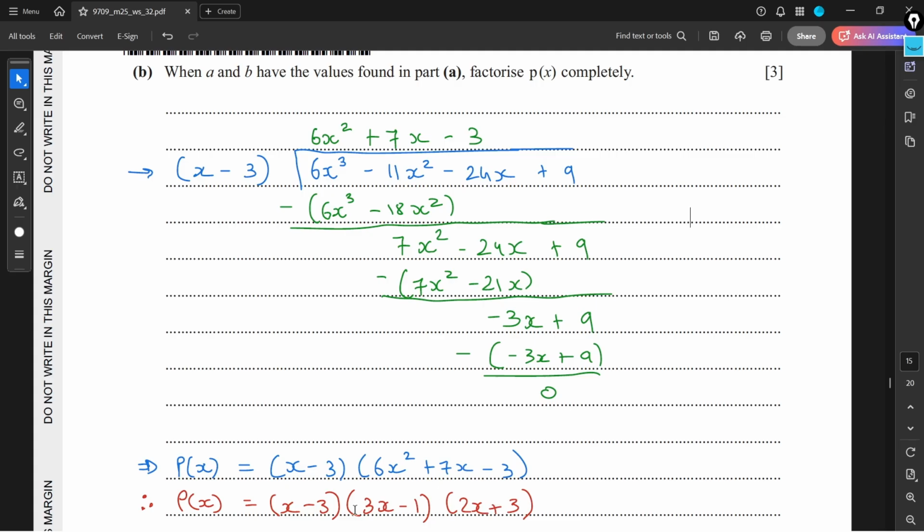So from the 1 by 3, I got this the factor. From minus 3 by 2, I got this the factor. And finally, I can say that I can completely factorize my given polynomial into this particular view. So yes, that is how you solve this question.